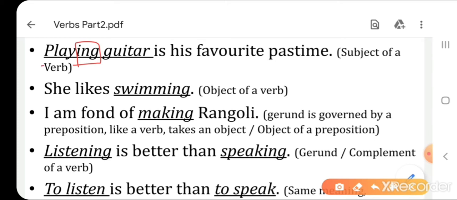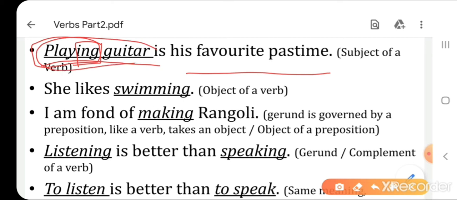So here, playing guitar is his favorite pastime. Now again, playing is used as a noun. It doesn't act here as a verb. So playing guitar is a subject, because it is used before a main verb is. Instead of that, I can use here to play guitar. The meaning is same. Now playing guitar, playing is a noun, and as it is also a verb, it has taken an object with it, that is guitar.